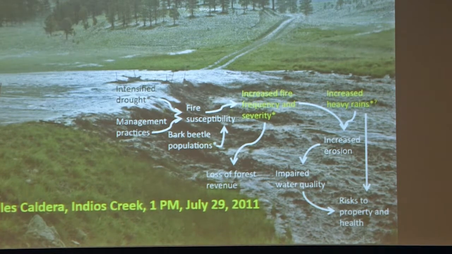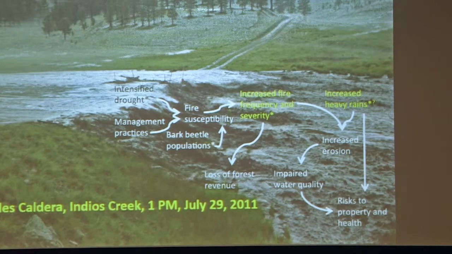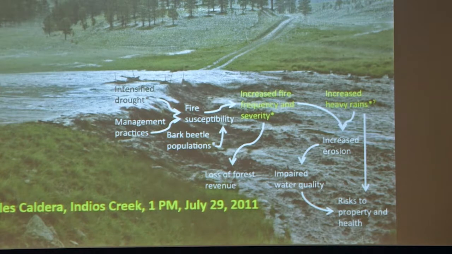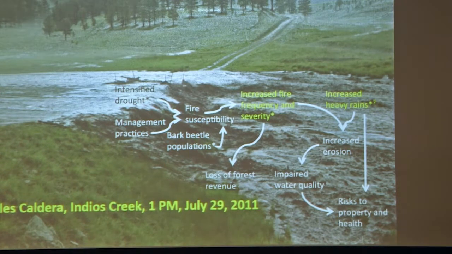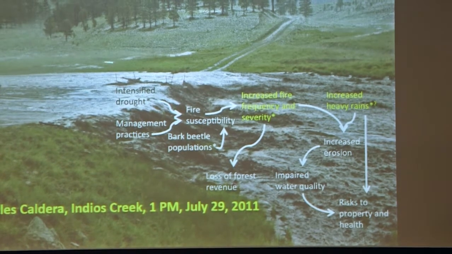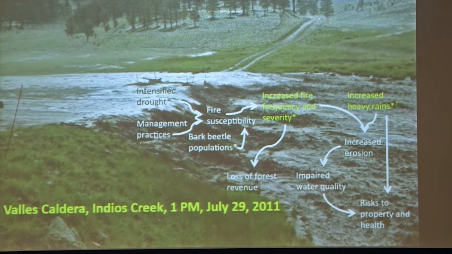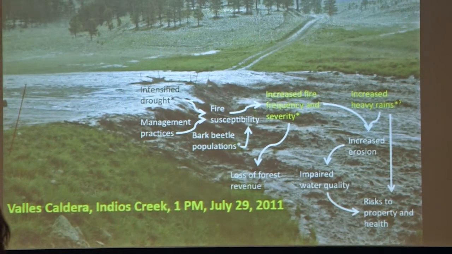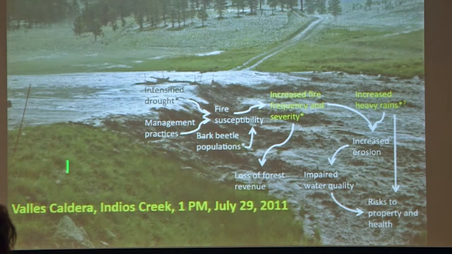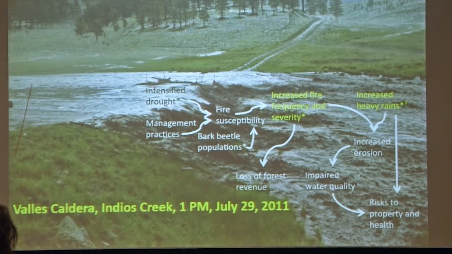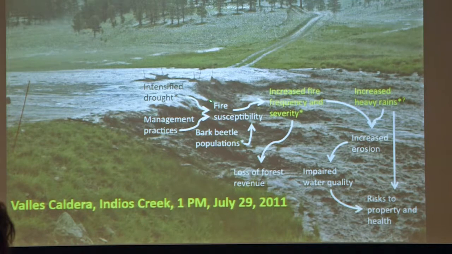It was closed for a week and then reduced intakes for several months because it was really difficult to treat that water. So how do these things happen? If drought intensifies, there are little asterisks on the things that I think might relate to climate change. Intensified drought, management practices don't relate, but those things combine to increase fire susceptibility.